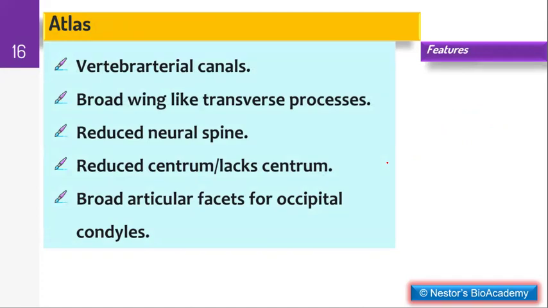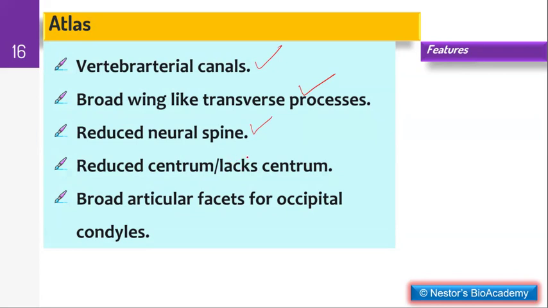So the very first cervical vertebra is referred to as the atlas. And we have just established that the atlas bone is very different from the others. What makes it different? Compared to the other vertebrae, it tends to have broad wing-like transverse processes. Of course, this is common to all cervical vertebrae. But the atlas does not have a prominent neural spine. It has a significantly reduced neural spine.